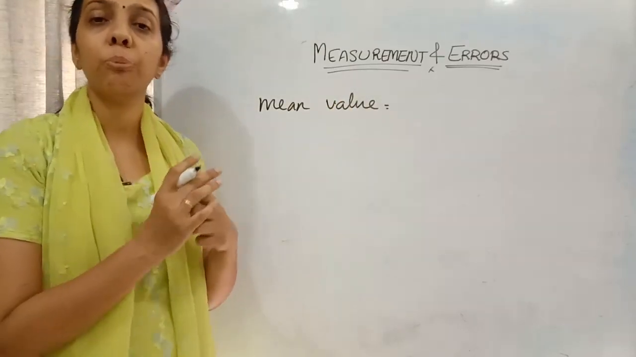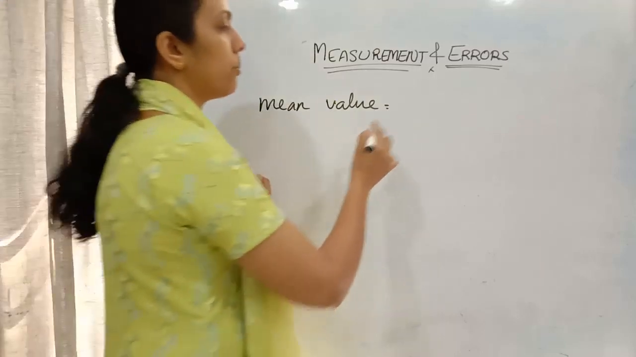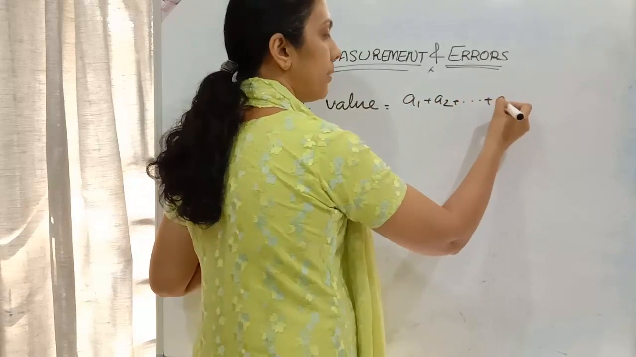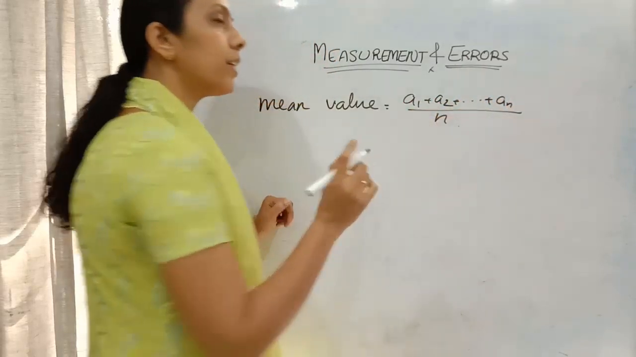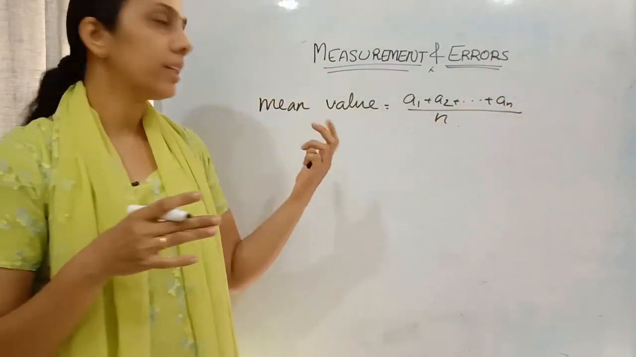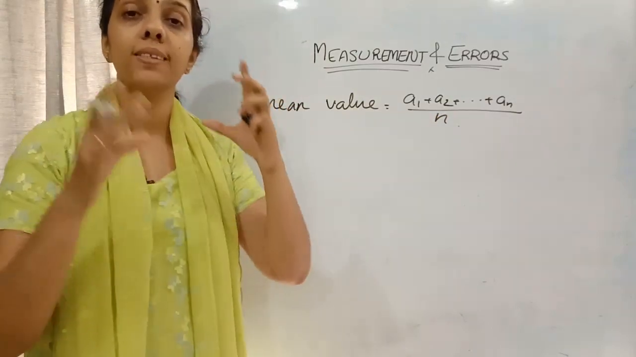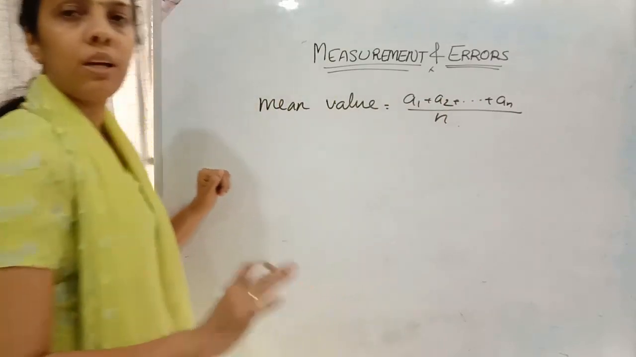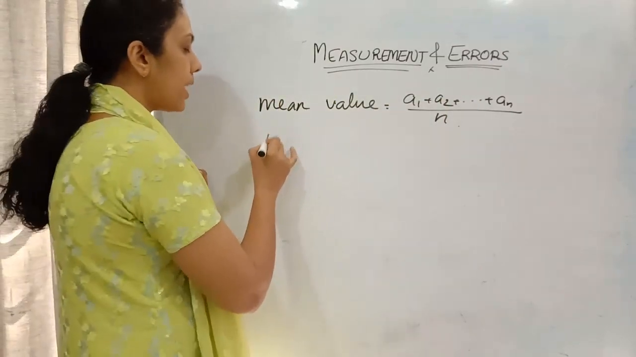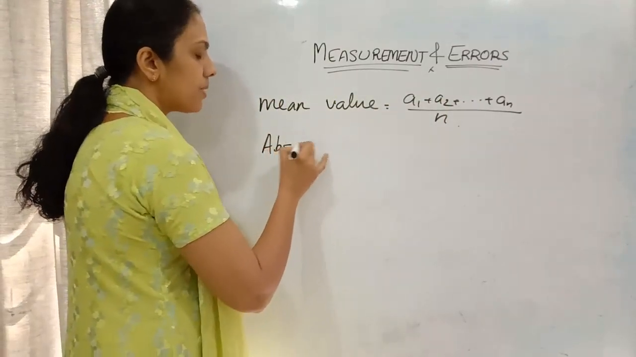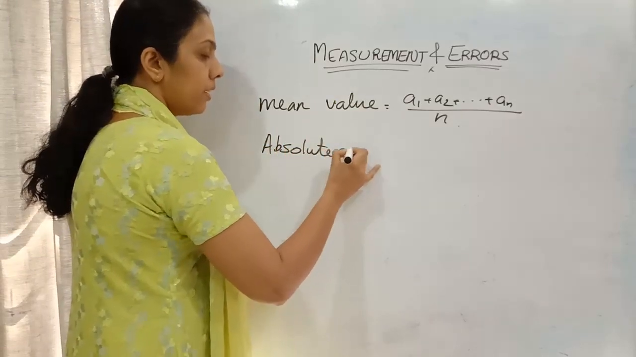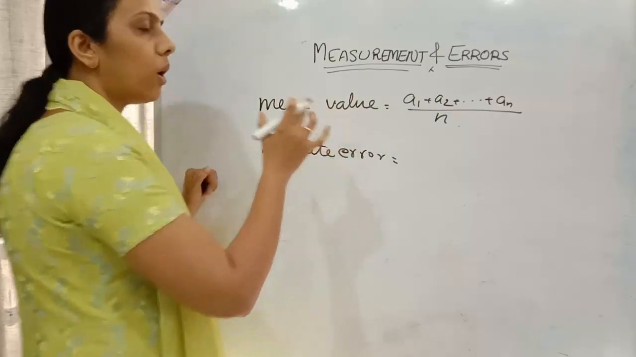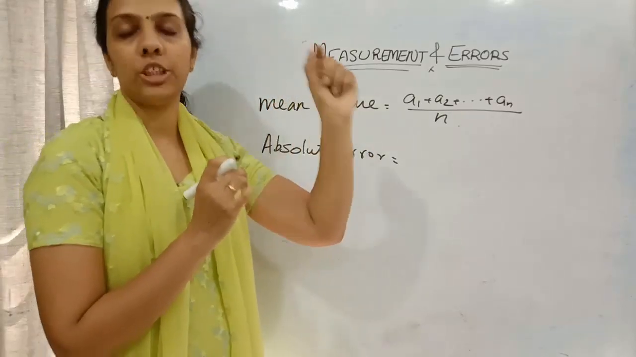We will be finding out the mean value of all the measurements, that is A1 plus A2 plus etc plus AN divided by N. If the true value is not given, you can consider this mean value as the true value. Then we should find out the absolute error.